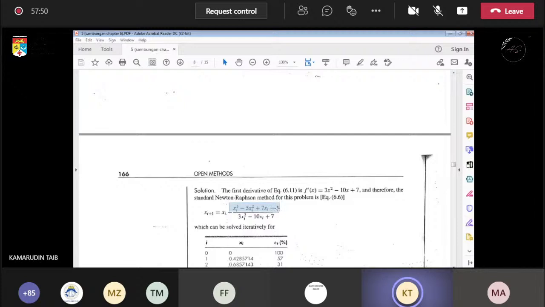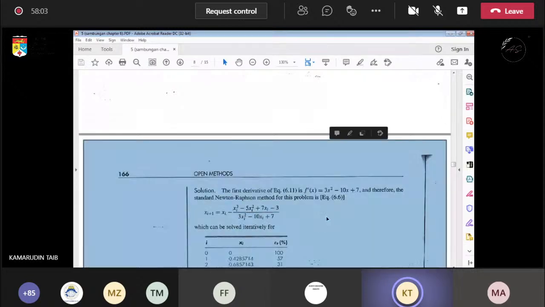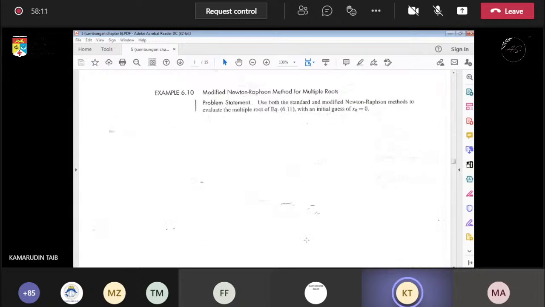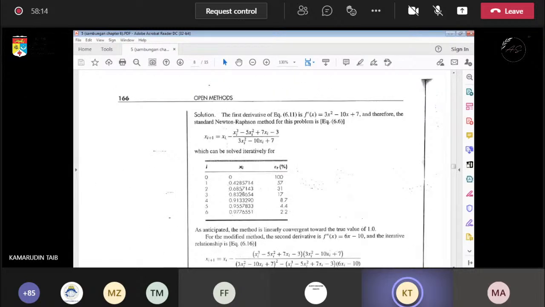So this is the function f(x) before taking the derivative. This one is f prime(x) after taking the derivative. Okay, and once we solve this particular iteration, start from x equals 0, initially x0 equals 0. So this is the answer. We got 0.9976551 after 6 iterations.